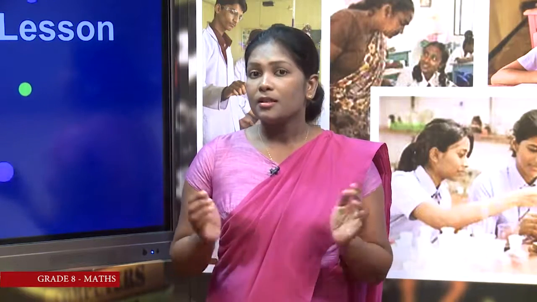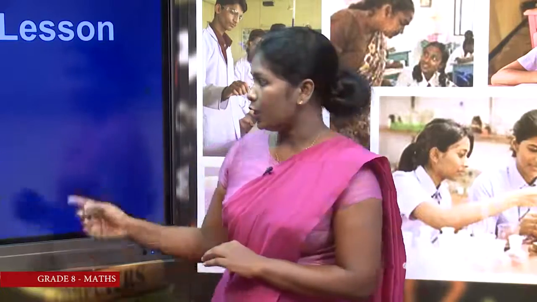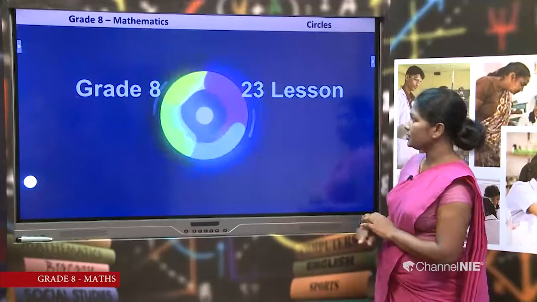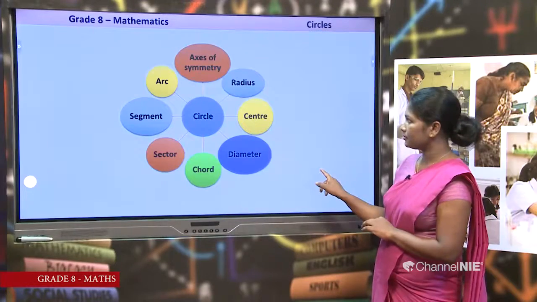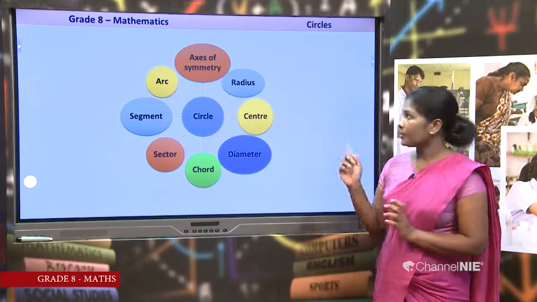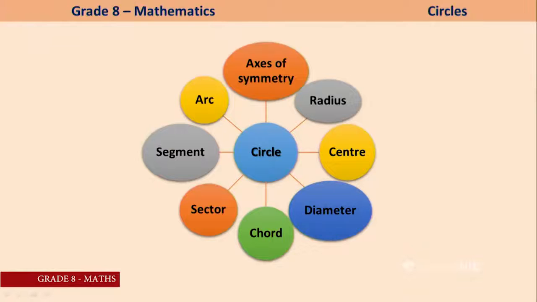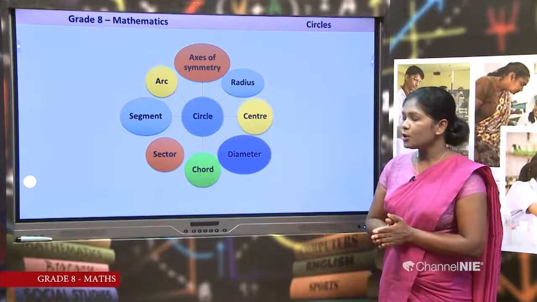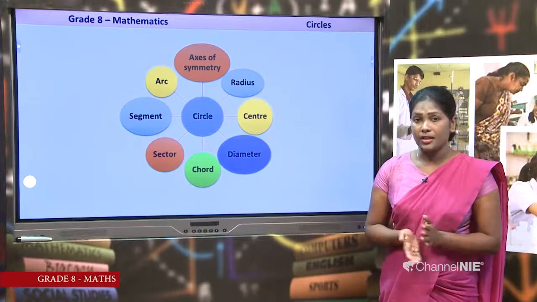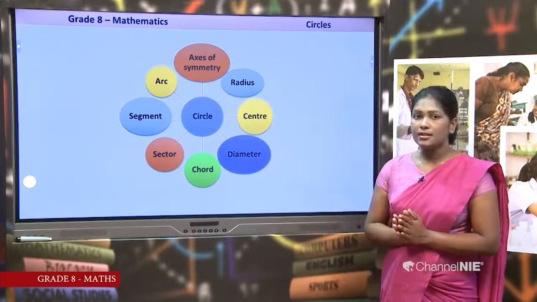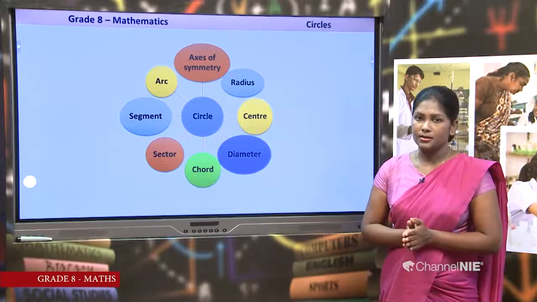So I separated this lesson into several topics. Here look at that: axis of symmetry, radius, center, diameter and chord. Those things you learnt in grade 6 and 7. And also you have to learn in grade 8 sector, segment and arc.